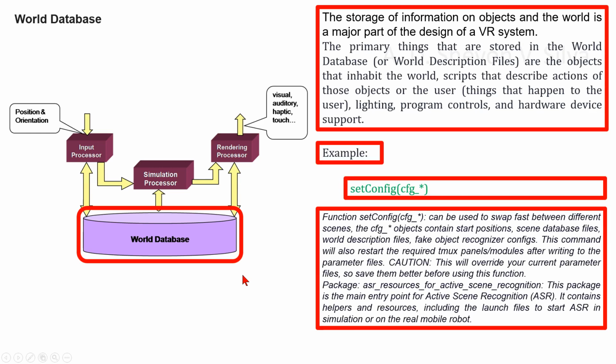As an example, we can consider this function set config cfg_*. It can be used to swap fast between different scenes. The cfg_* objects contain start positions, scene database files, world description files, and fake object recognizer configs. This command will also start the required TMUX panels modules after writing to the parameter files. Caution, this will overwrite your current parameter files, so better save them before using this function.